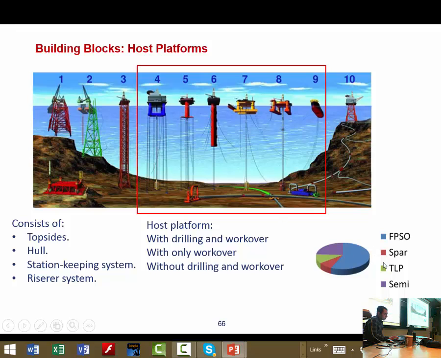And number 6 is a spar, which is just a vertical column, and the mooring system is just like a catenary line that allows the unit to move laterally. When we analyze this spar unit, we calculate the lateral motion, which should be around 20% of the water depth, the maximum lateral motion.